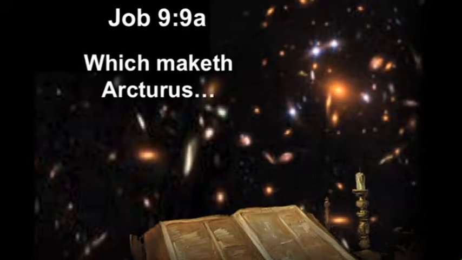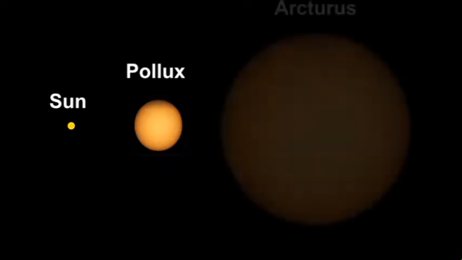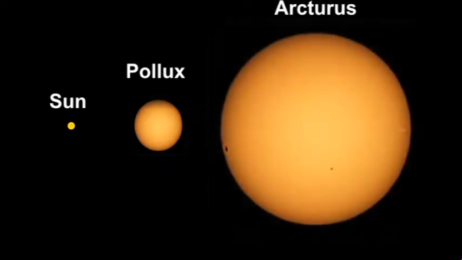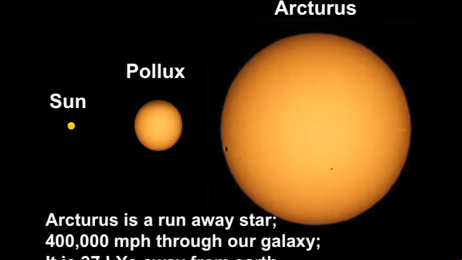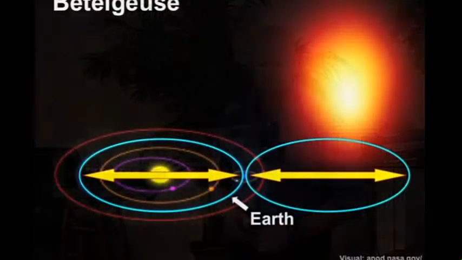The Bible talks about God making Arcturus. Now, this is again our depiction of the Sun next to Pollux, and here is Pollux compared to Arcturus. Arcturus is a really big star. It's a runaway star that's hurtling at over 400,000 miles per hour through the Milky Way galaxy. It's about 37 light years away from our planet.